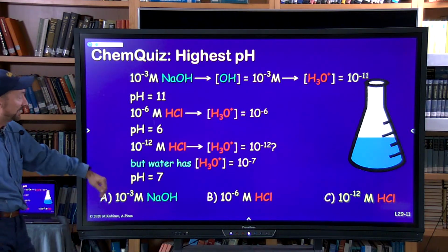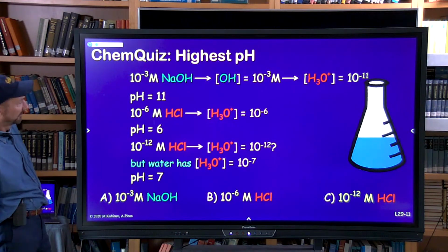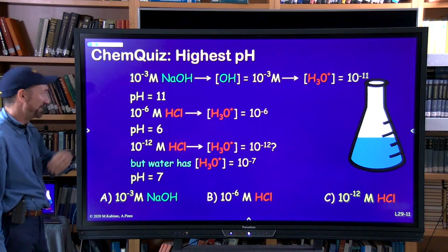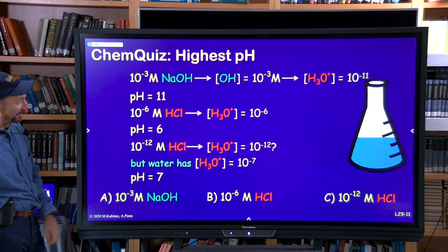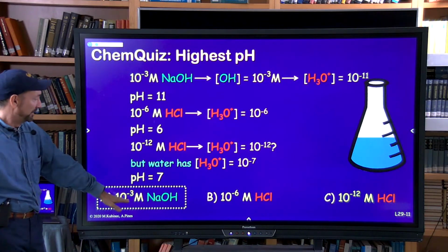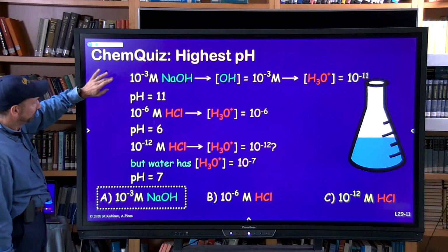Which among those is the highest pH? Is that what I asked? Highest? I forget. Well, highest is that one. Lowest is that one. Forget what the question was. Was it highest or lowest? Let's see. It was highest pH. Okay.